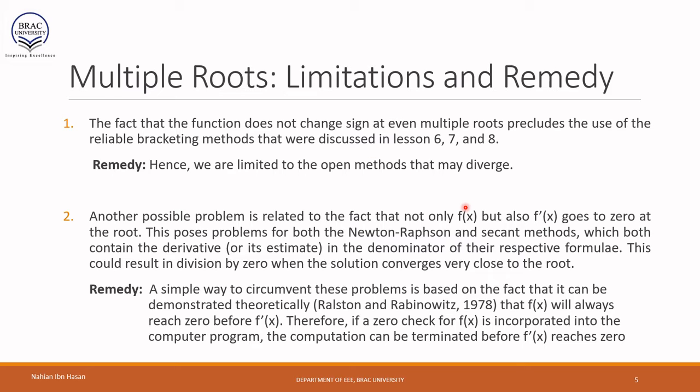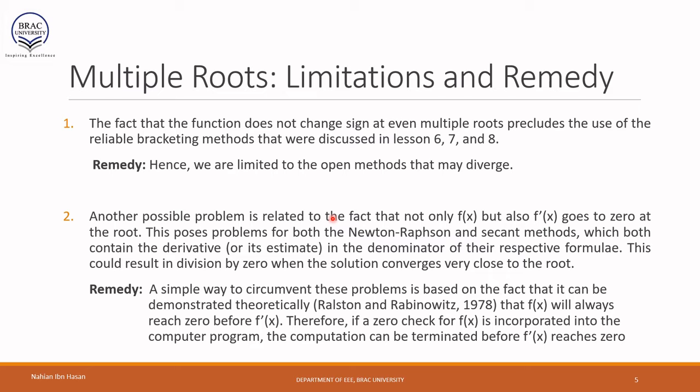But there is another crucial problem. For example, we are using an even multiple scenario. That means we are going to use the open methods. So even using open methods, there are some problems that we might face. Among the open methods, there are the Newton-Raphson method and the secant method.